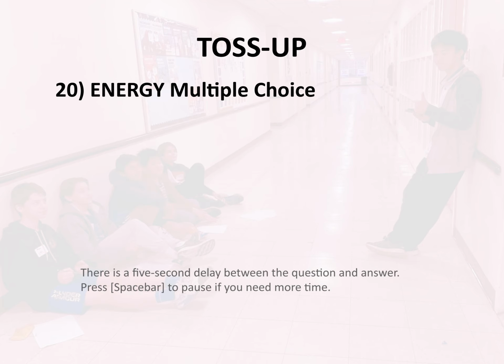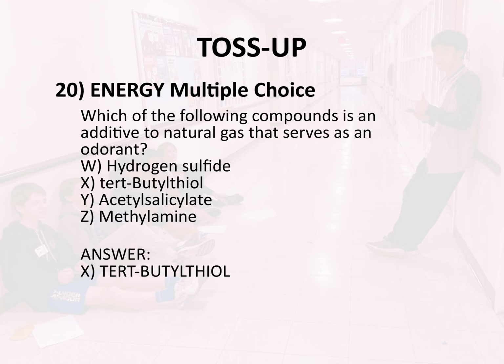Toss-up 20. Energy. Multiple choice. Which of the following compounds is an additive to natural gas that serves as an odorant? W. Hydrogen sulfide. X. Tert-butyl-thiol. Y. Acetyl salicylate. Z. Methylamine. Answer: X. Tert-butyl-thiol.